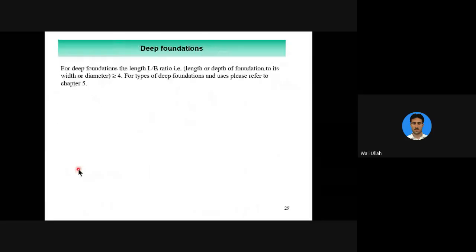The foundation that we would study in detail in chapter number 4. These are the foundation just for your interest.